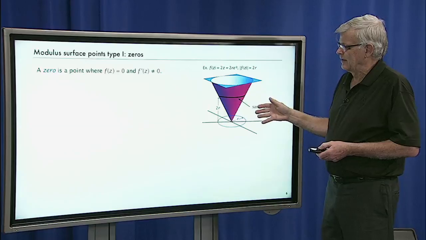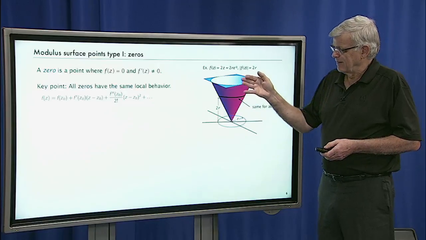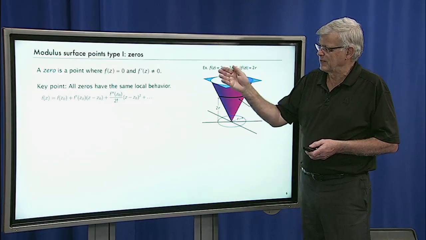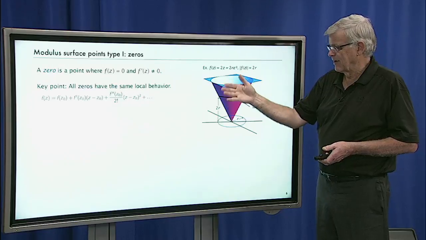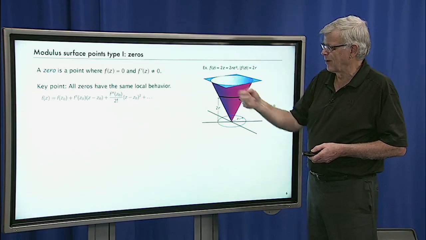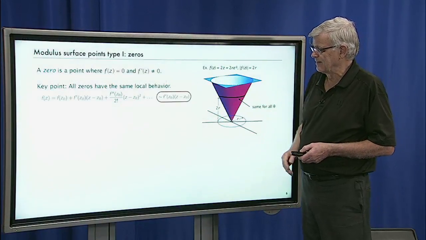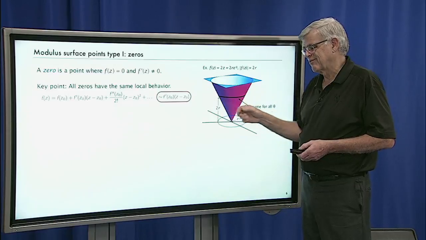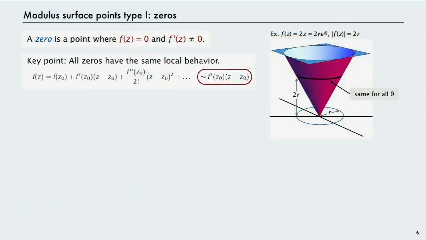Now what's interesting is that all zeros kind of look like this. They have the same local behavior. That's because an analytic function we can expand using Taylor's theorem in terms of its derivatives. So we can write at any point f of z equals f of z0 plus f prime of z0 times (z minus z0) and so forth. If it's a 0, then the first term is 0 and the second one is a constant that's not 0. And then as z gets closer to z0, it behaves just like that constant times (z minus z0), just a linear function. So just like this.